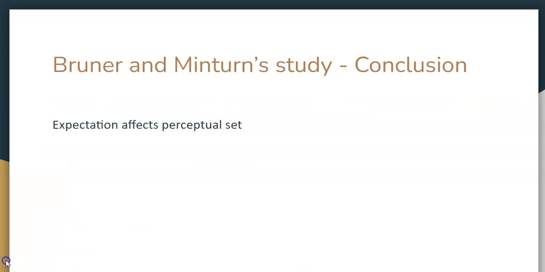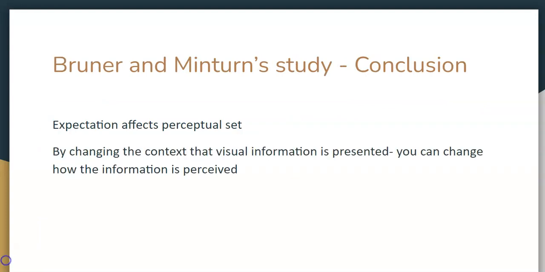So what do we learn from this particular study? Well, we learn that expectation does affect our perceptual set. If we change the context of the information that's given to someone, so if we give them numbers or if we give them words, you can change how people perceive that information.